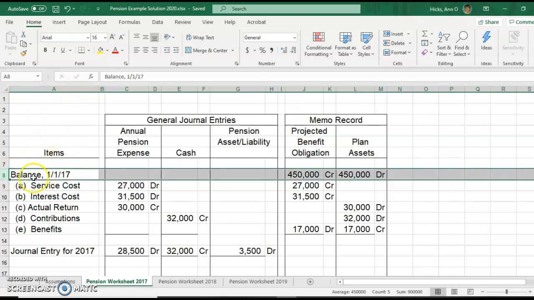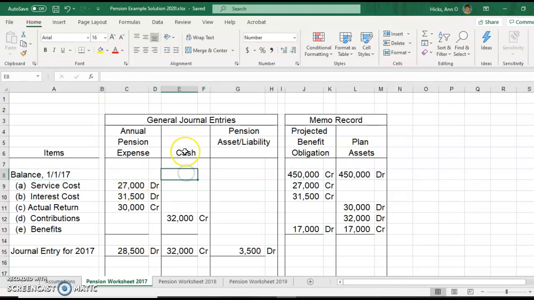So in row 8, we have balances for January 1, 17. There are no balances in our general ledger items. Annual pension expense, there would not be. Pension expense is a temporary account. It'll start over each year. Cash, obviously, there is a balance in cash, but not specifically related to this entry.